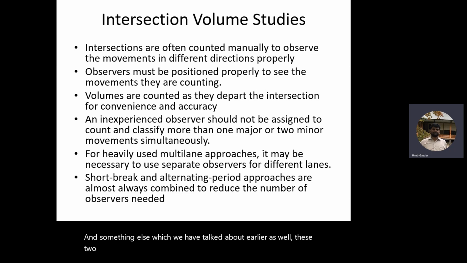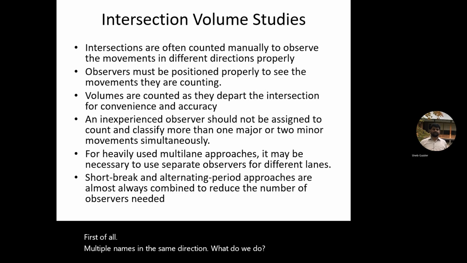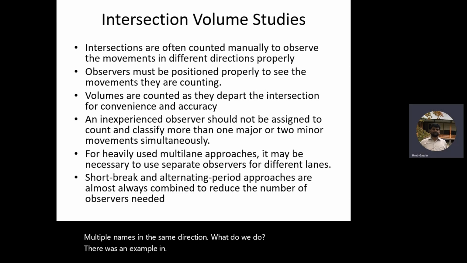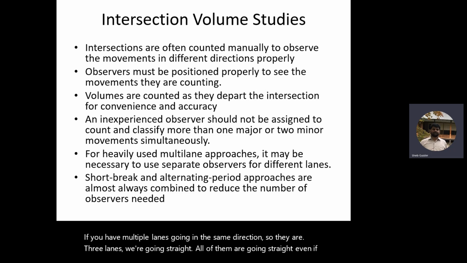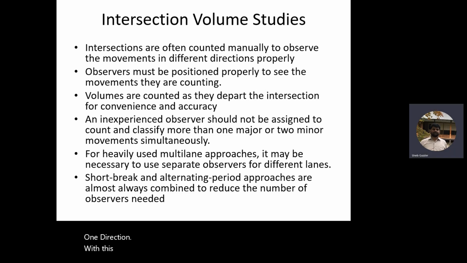Okay. So, yeah, and something else which we have talked about earlier as well. These 2 points we have already talked about. First of all, multiple lanes in the same direction. What do we do? There was an example in lecture 4. If you have multiple lanes going in the same direction, so there are 3 lanes going straight. All of them are going straight. So even if I give one direction to this observer, okay, just count vehicles going straight, he will be counting from 3 lanes, right? So again, vehicles are going simultaneously from all 3 lanes. You can miss something, right? So what do we do?